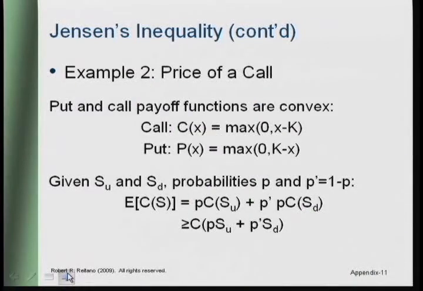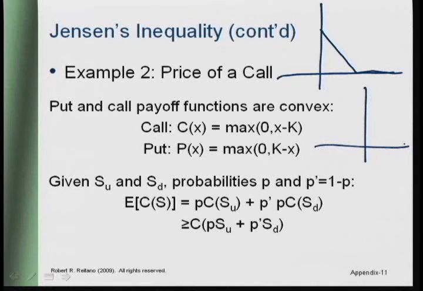Another example are options. Payoff functions of puts and calls are convex. They're not smooth, but they're certainly convex. They're not differentiable, of course, at the corner, but they're differentiable elsewhere. It's apparent that this is a convex function in the sense that if I take any two points and I join them, the graph of the function never goes above that secant line, that segment.